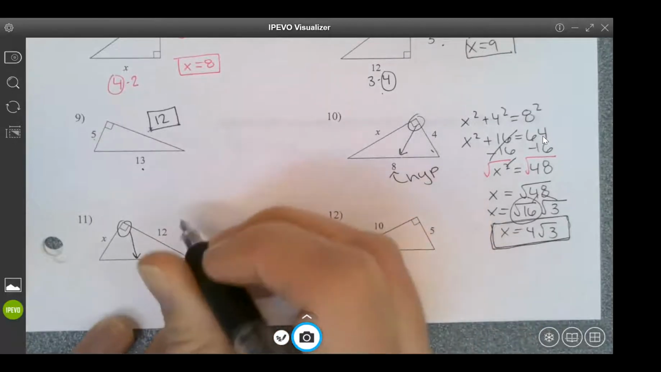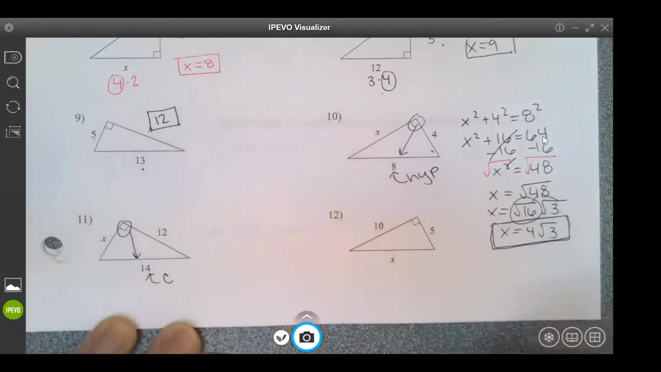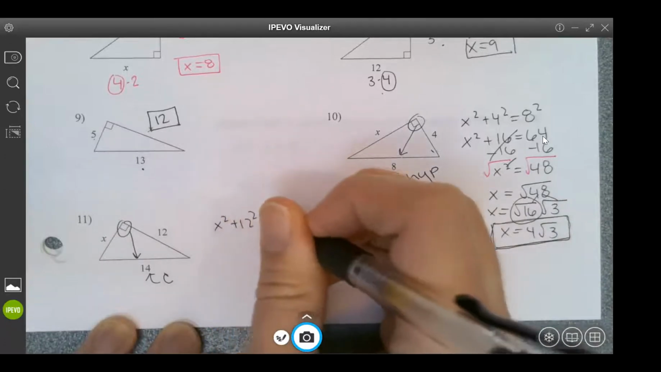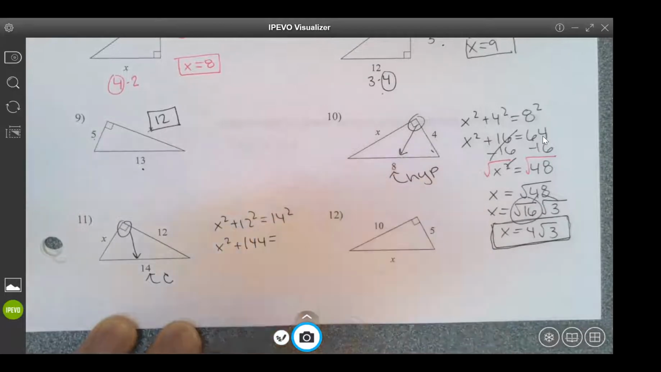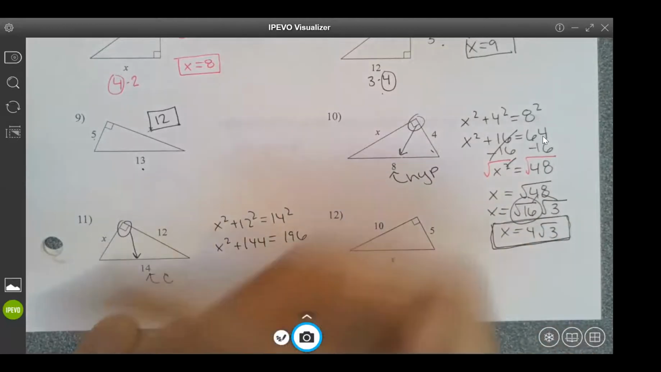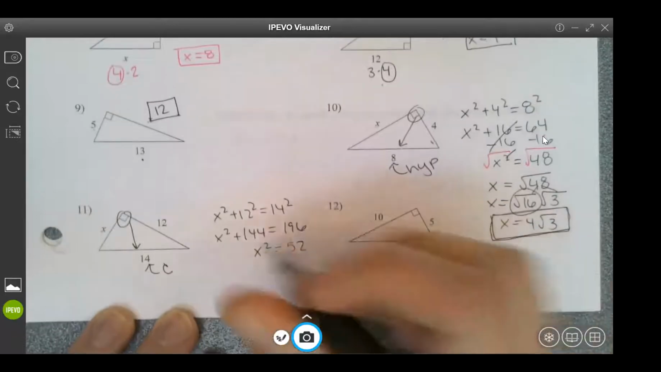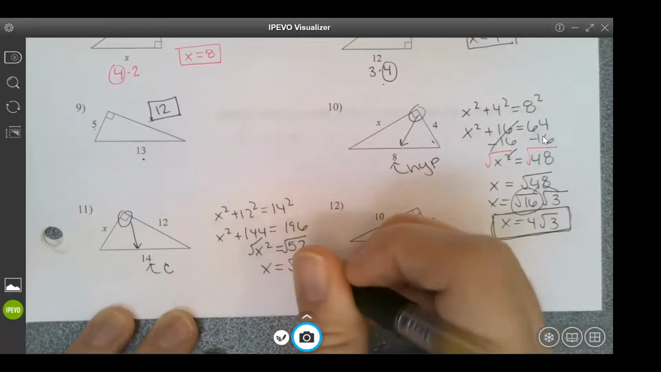So instead, I'll use my Pythagorean theorem. And again, this has to be my C value, right? That's my hypotenuse. So it would be x squared plus 12 squared equals 14 squared. 196. Gives me x squared equals 52. Take the square root. X equals the square root of 52.